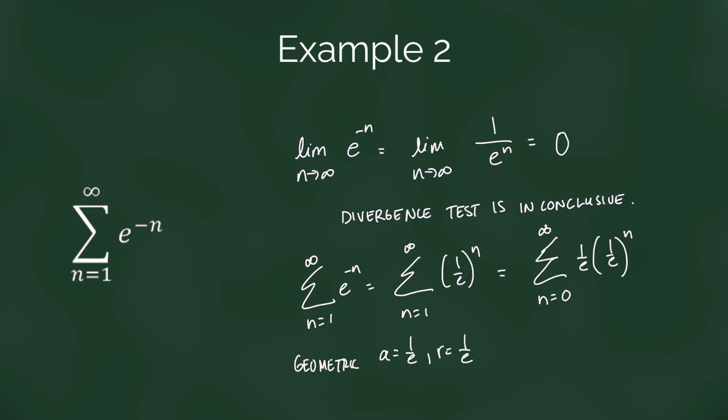So this series is equal to 1 over e over 1 minus 1 over e, which, when we take the reciprocal of the bottom and multiply, we get 1 over e minus 1. So we can see that the divergence test was inconclusive, but this series does in fact converge to the value 1 over e minus 1.